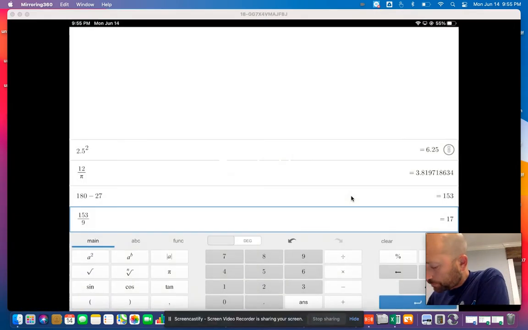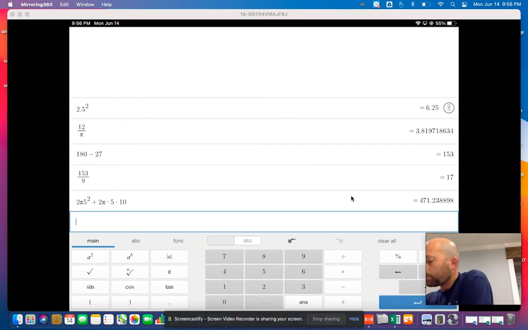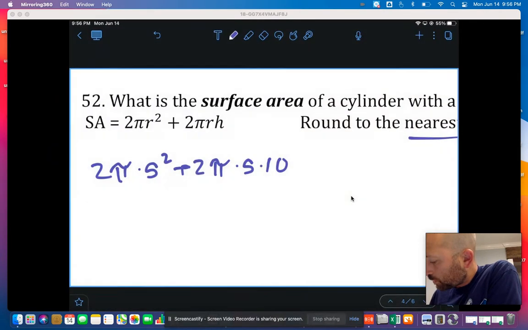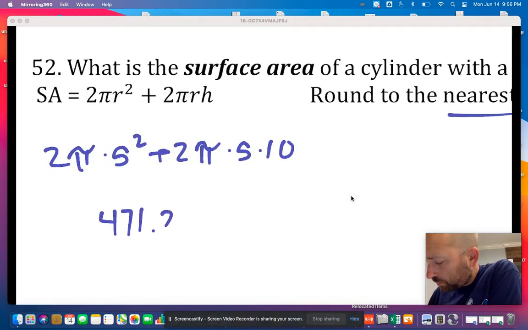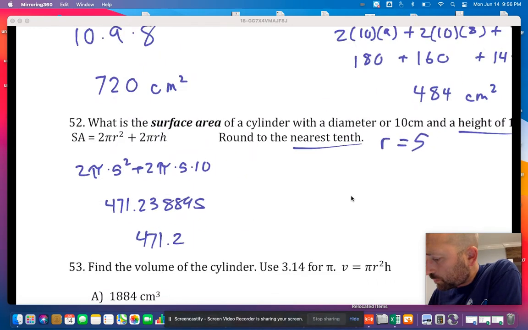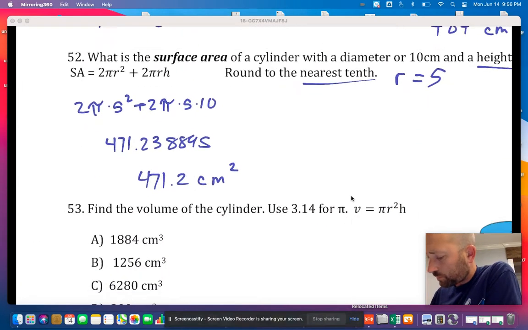So here we go. 2 pi times 5 squared plus 2 pi times 5 times 10. Hit enter. Comes out to 471.238898. To the nearest tenth, that comes out to 471.2. And we're at centimeters squared because that is surface area.